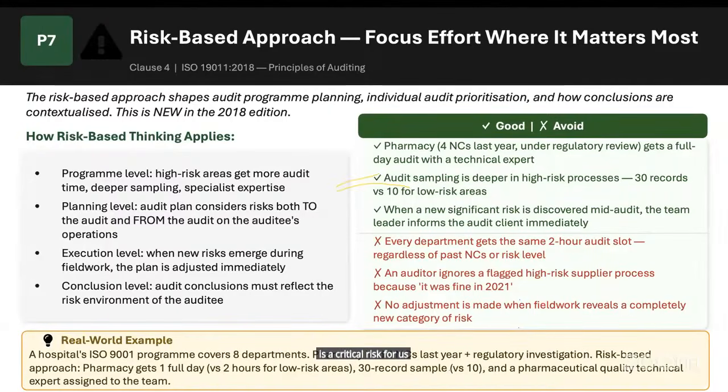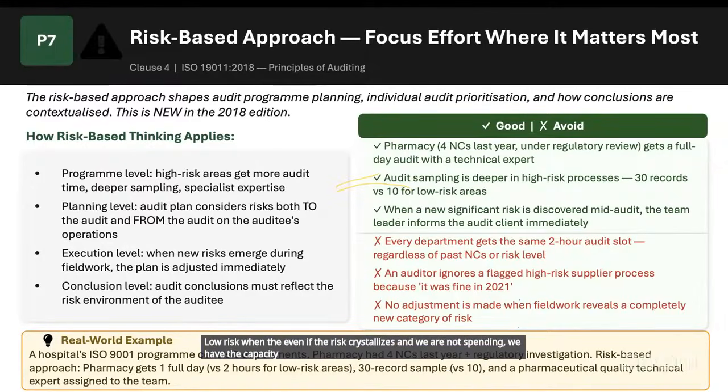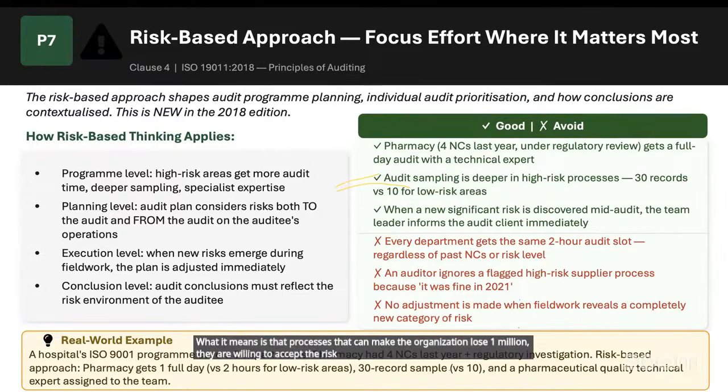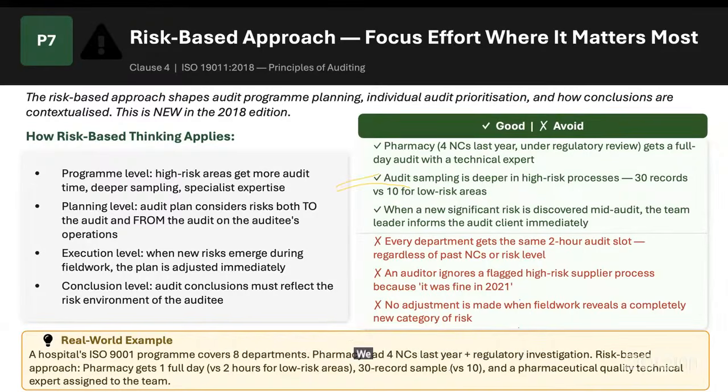Low risk, even if the risk crystallizes, we have the capacity to take a risk of 1 million. What it means is that processes that can make the organization lose 1 million, they are willing to accept the risk. They say, don't worry, we have the capacity. But a process that will make us lose 1 billion, our risk tolerance is not up to that level. We want to reduce it. We don't want it at all. We don't want it to happen. We don't want it to crystallize.